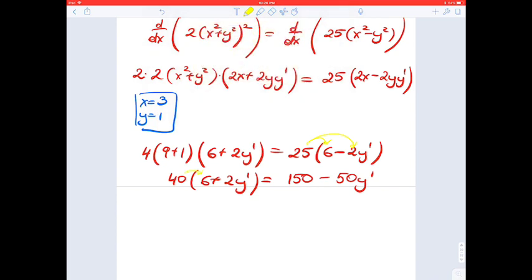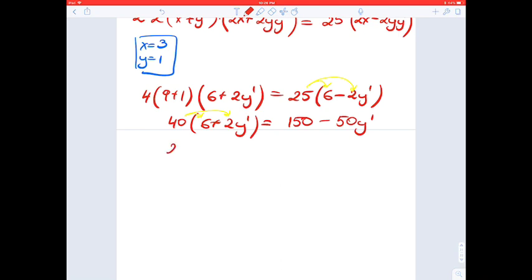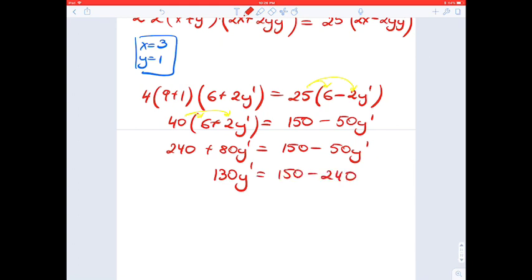Now we have to distribute on this side 40 times 6, 40 times 2. 40 times 6 is 240, and 80. Yeah, that's much easier. Let's add 50 y prime to both sides, 130 y prime, and let's subtract 240. This one is 90, I believe, negative 90.